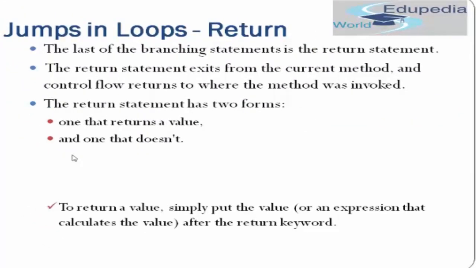Okay, the last of the branching statements is the return statement. The return statement exits from the current method and control flow returns to where the method was invoked. The return statement has two forms, one that returns a value and one that doesn't. To return a value, simply put the value or an expression that calculates the value after the return keyword. Okay. So the return statement is simply used to return any value from a method.